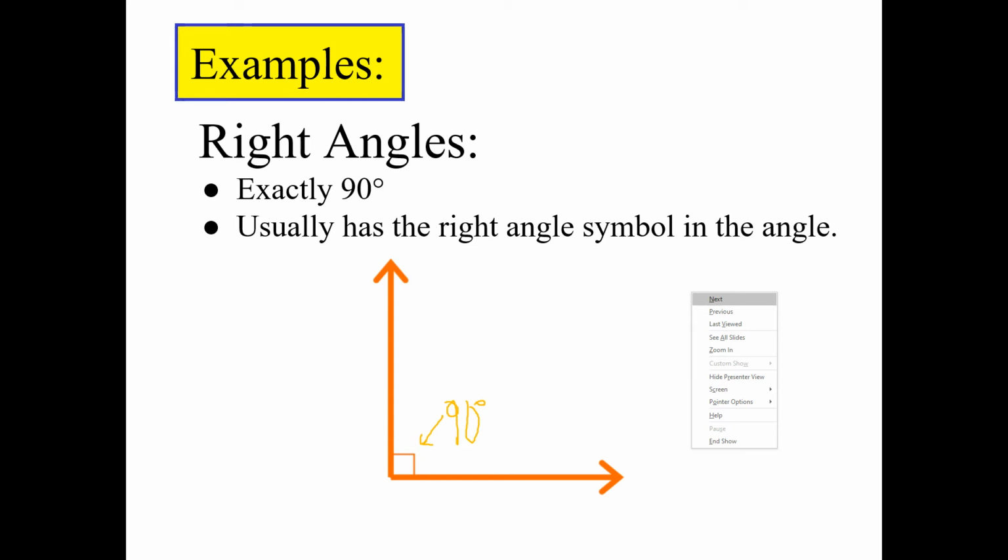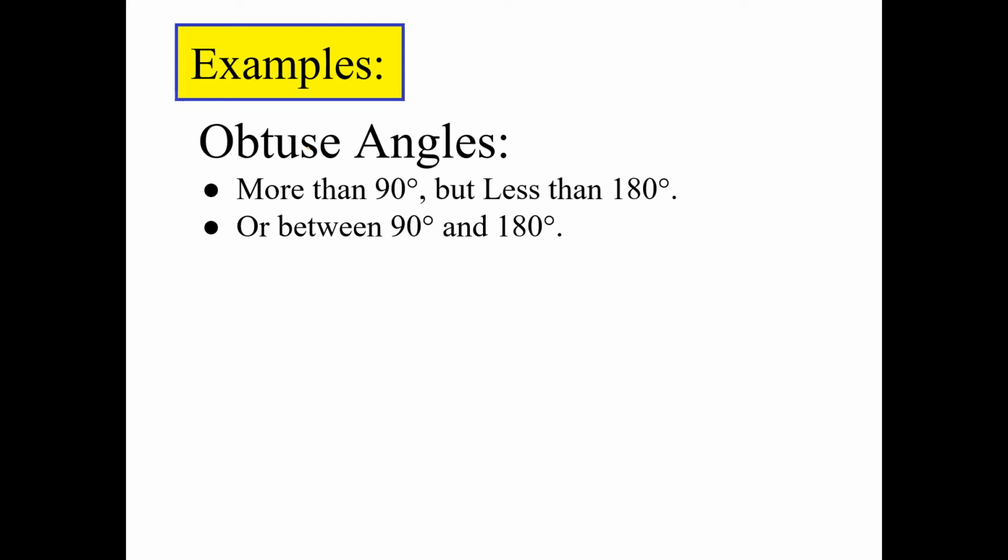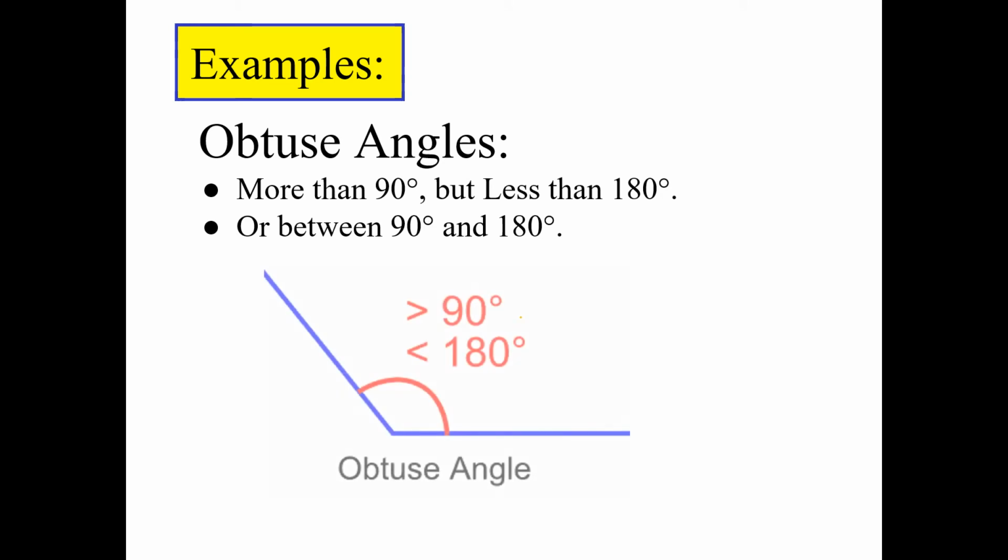The next one are our big angles. These are our obtuse angles. These angles are bigger than right angles, so more than 90 degrees, but they're less than 180 degrees, so they're not a straight line. So an obtuse angle is between 90 and 180 degrees. And they'll always look pretty big.